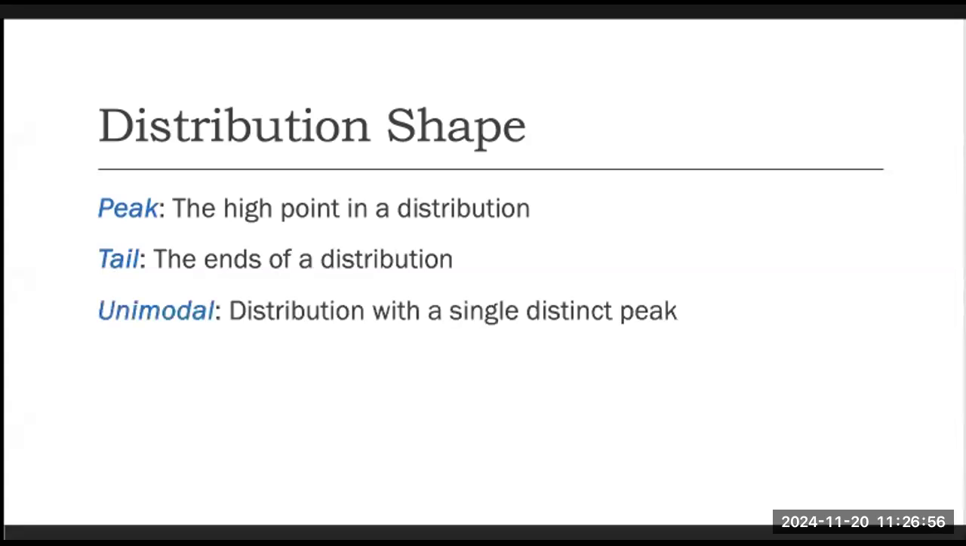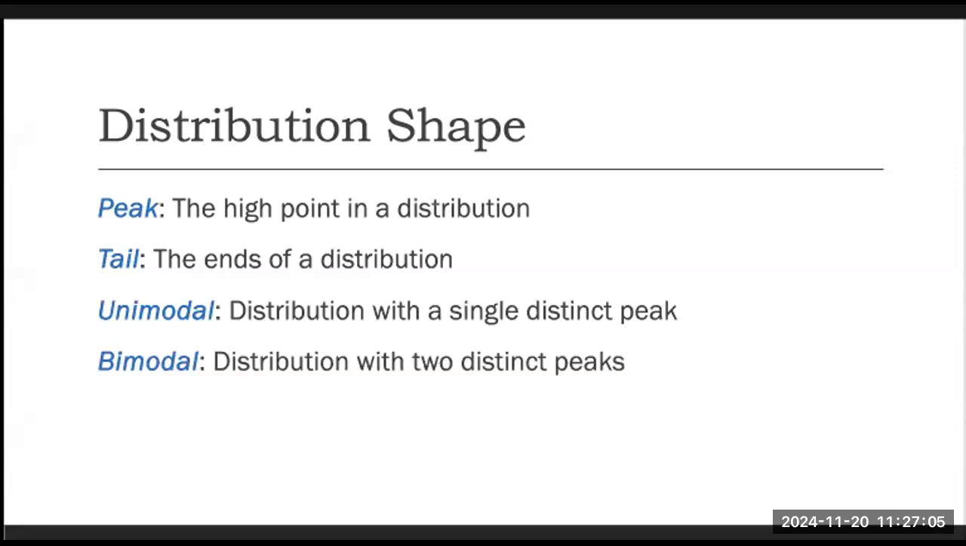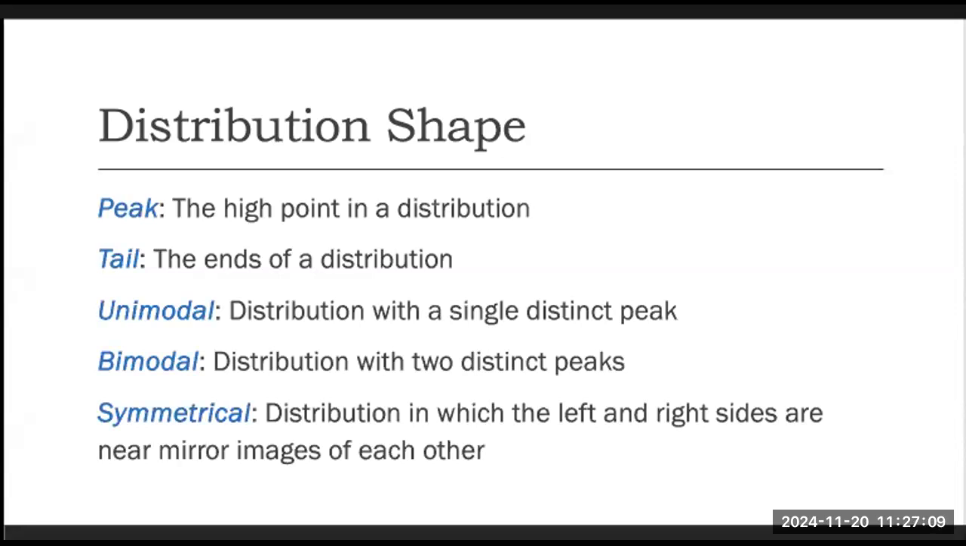A unimodal distribution means there's only one peak, meaning there's only one high value in the table of values that you have. Bimodal means that there are two distinct peaks. And then symmetrical is how much the left and right sides of this distribution look similar to each other. Okay, so let's take a look.